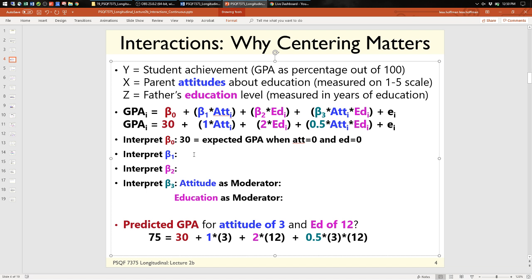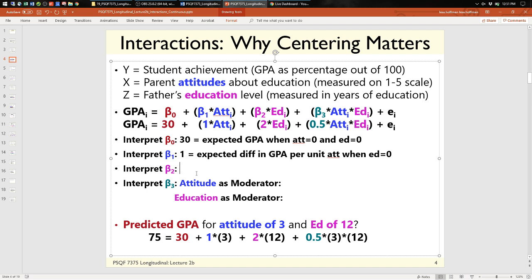Okay. Beta 1 is 1. So this is the slope for the effect of attitude. We know what a slope is: change in y for 1 unit change in x. So we'll say expected difference in GPA per unit attitude. Am I done? Or do I have to keep typing? You have to keep typing, because this is not just a main effect. This is a conditional main effect, or what is sometimes known as a simple main effect, when father's education is 0. When education is 0.